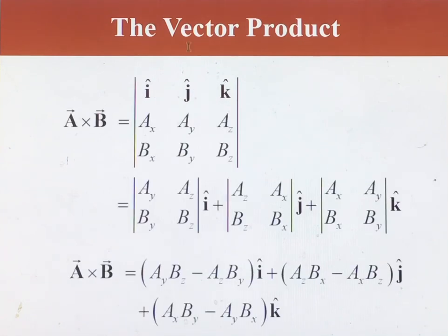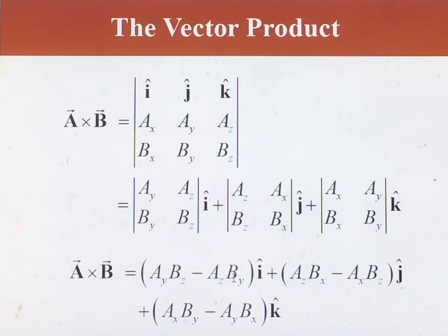Now, the vector product can be calculated using the determinant of a matrix. So if you give me two vectors A and B, I can calculate the cross product of A and B using this definition right here.